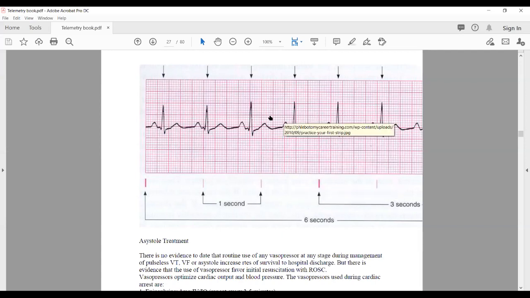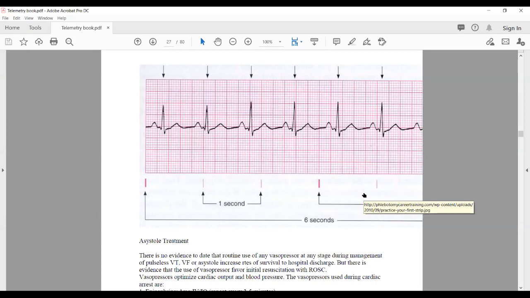So let's count the heart rate. The one thing I don't want you to do is use the rule that says just count the R peaks, 1, 2, 3, 4, 5, 6, and multiply by 10, which would give you 60, which technically would be normal because 60 to 100 is a normal heart rate.